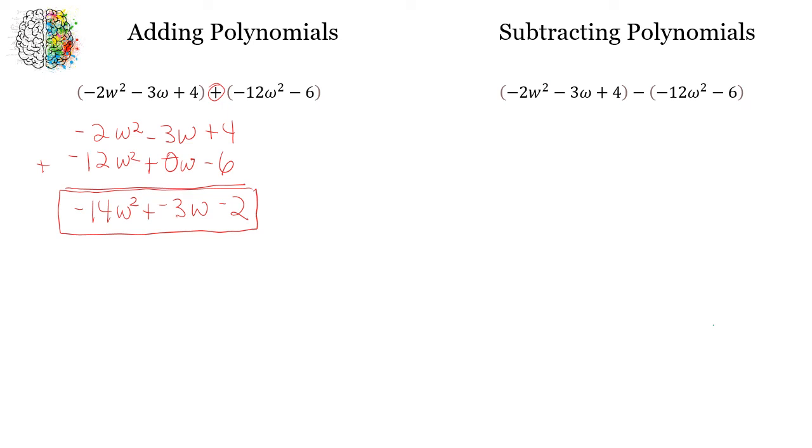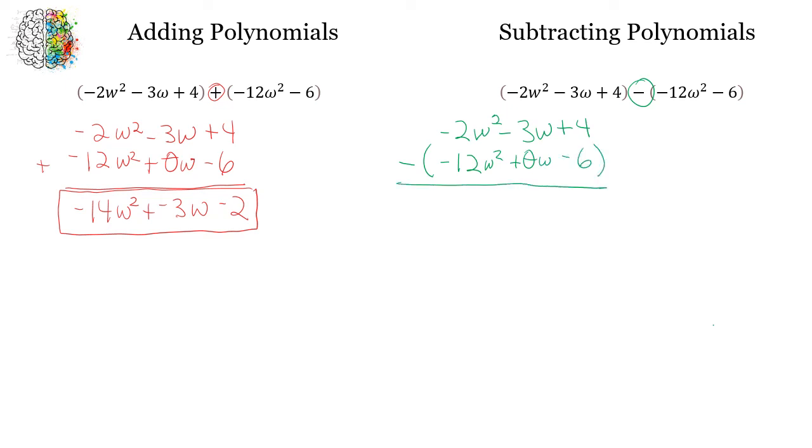To do subtraction, we're going to do the same thing. We're going to take the first equation, minus 2w squared minus 3w plus 4. Then we have a minus 12w squared plus our 0w minus 6.